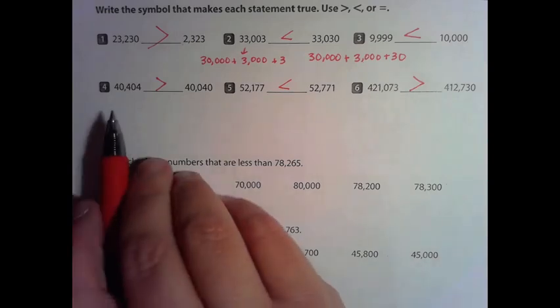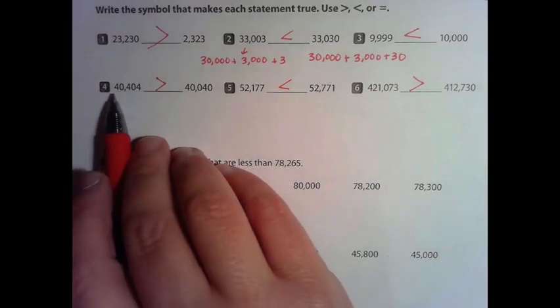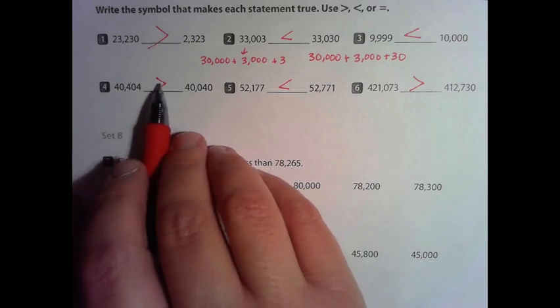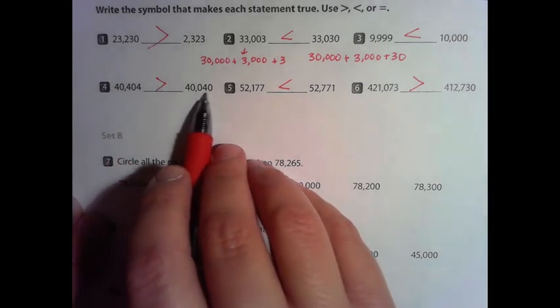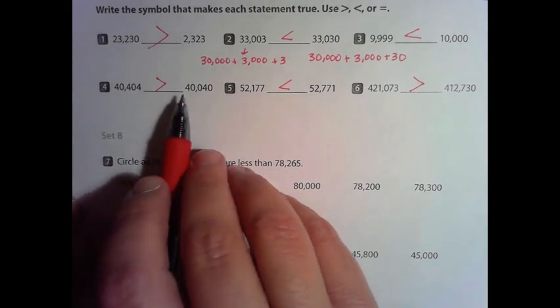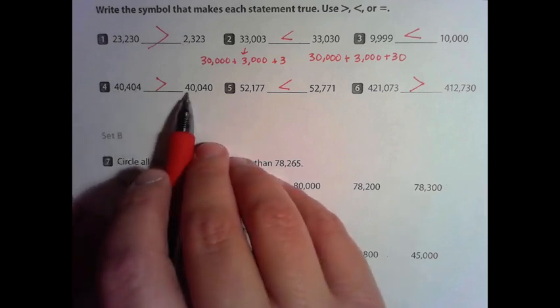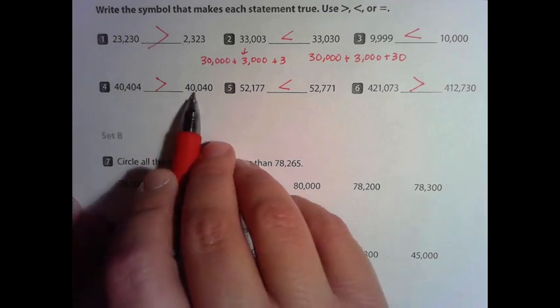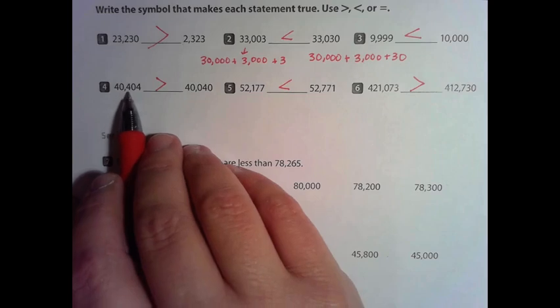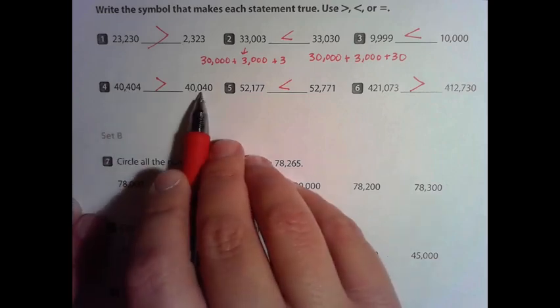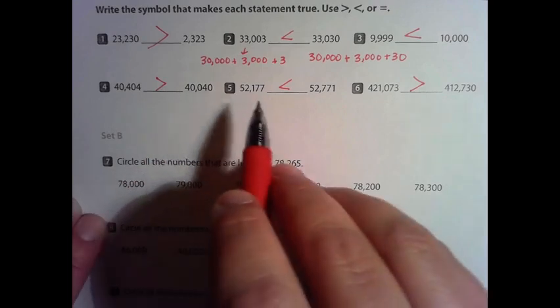Okay, welcome back. So for number 4, this number here, 40,404, is greater than 40,040. And the way I learned that is, well, the 10,000s are the same. The thousands are the same. They both have zeros. But when I get to the hundreds, I have 4 hundreds here, no hundreds there. So that makes it larger.